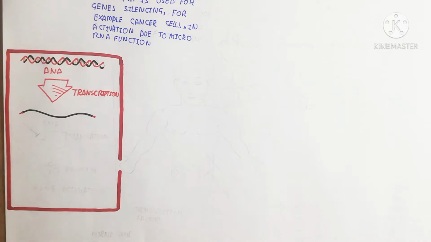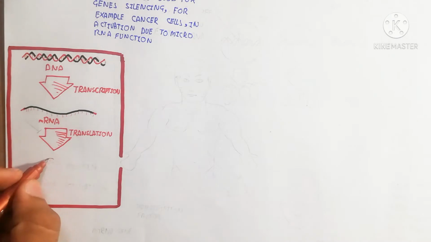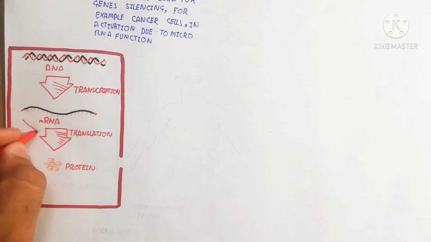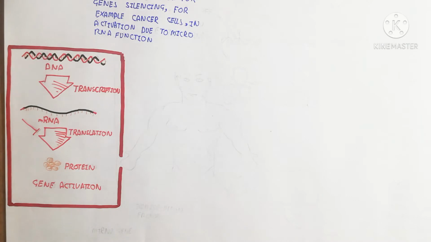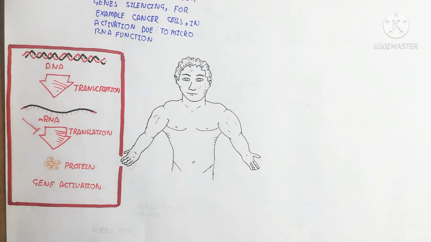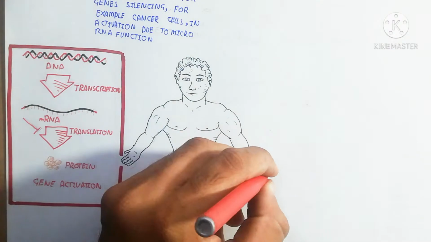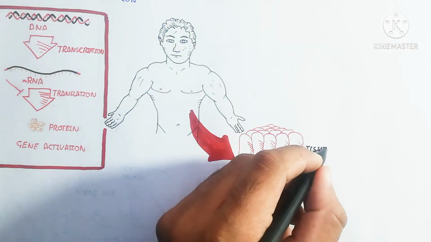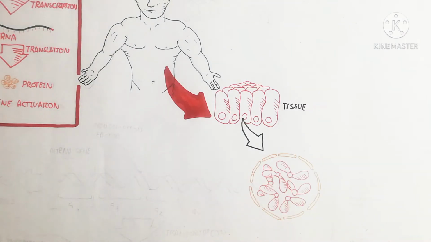So here is the general mechanism to produce protein. The functional DNA contains genes, and a gene is transcribed to produce messenger RNA, which is known as transcription. This messenger RNA goes into the cytoplasm for translation, by different mechanisms, to produce protein, and it means gene activation. So we can say that the gene is active. Here is a person who contains different types of cells. Let's take a tissue to understand the gene.